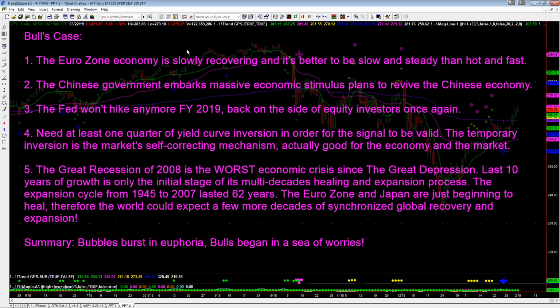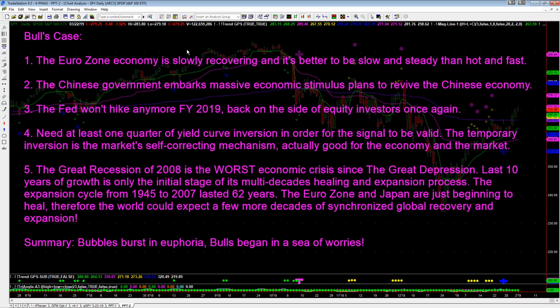And in fact, as mentioned before, the Eurozone and the Japanese economy are still not quite fully recovered yet. The US is kind of recovered okay now, according to the Fed and a lot of experts, and the Eurozone and the Japanese economy have just started climbing out, their healing process. So we can expect a few more decades, okay, not years, of synchronized global recovery and expansion, like the one we experienced from 1945 to 2007. Okay, that's 62 years. So that's the bulls' case.